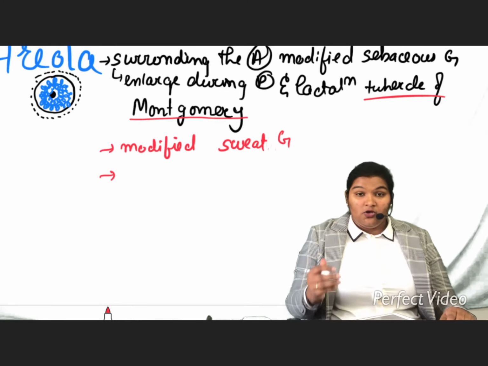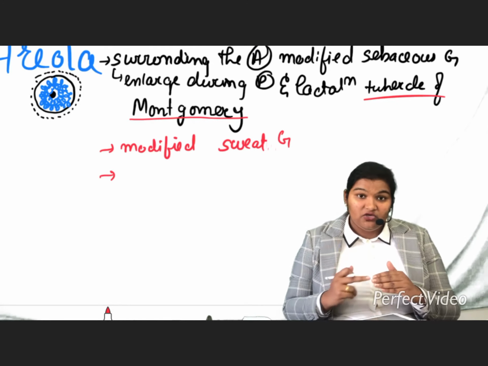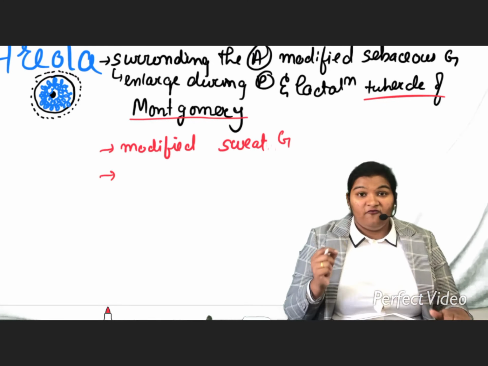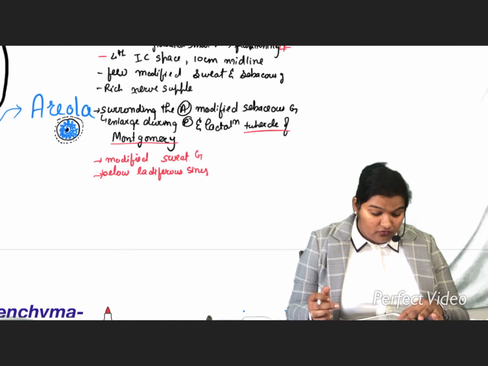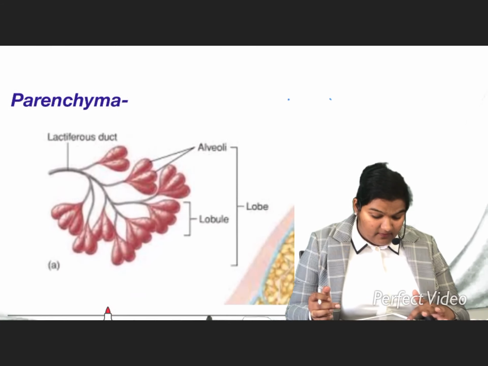Okay, below this areola we have lactiferous sinuses. So below it we have lactiferous sinuses, right? Okay, so here we are done with the areola. Now let us move towards the parenchyma.